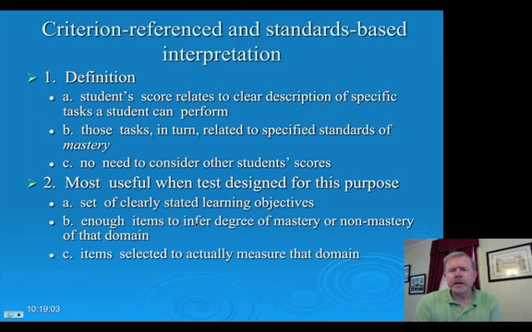In this case, if we look under item C, there's no need to consider other students' scores. So when we think about a criterion outcome, criterion reference and standards-based interpretations are really useful in saying our students can or they cannot do certain tasks.